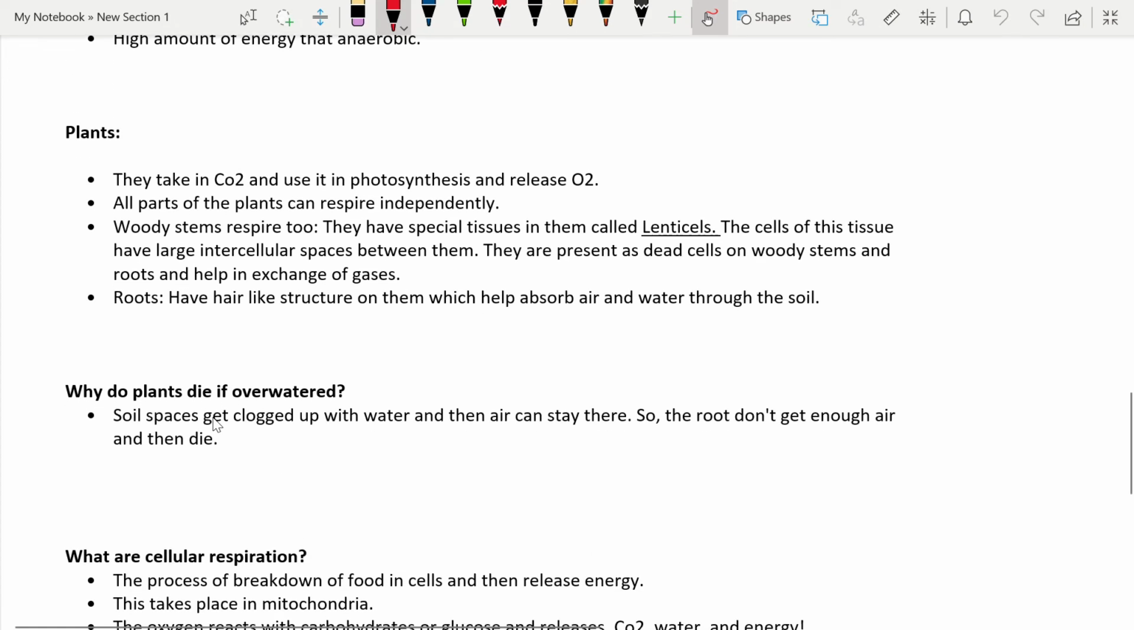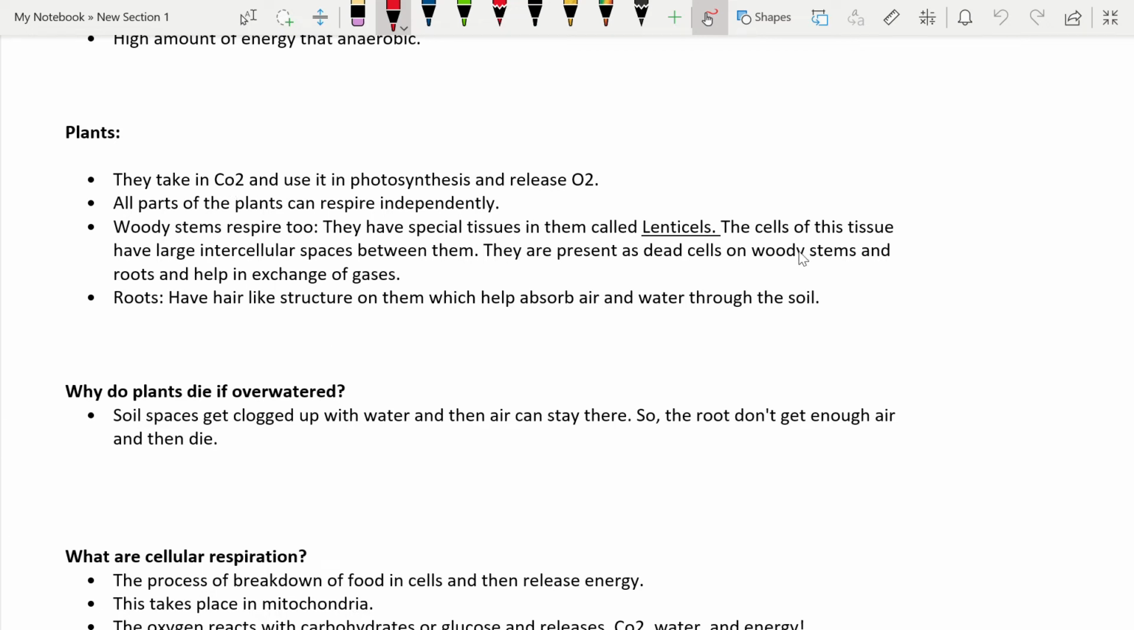Plants take in CO2 and use it in photosynthesis, which creates food for them, and then release O2, which is oxygen. All parts of the plants can respire independently. Woody stems respire too. They have special tissues called lenticels. These have large intercellular spaces between the cells, and are present as dead cells on woody stems and roots. They help in the exchange of gases.